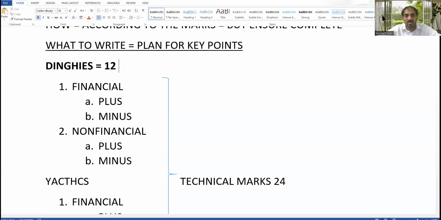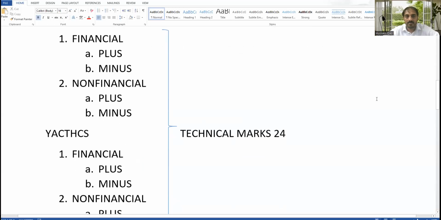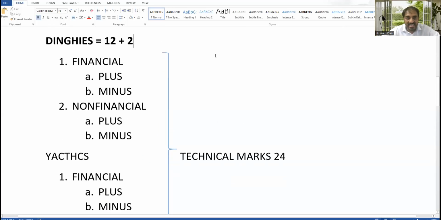That's 12 marks related to dinghies. And of course, the professional marks is 4, so plus 2. So if dinghies is having 12 marks, we further split accordingly. Financial having 2 points, financial plus minus, non-financial plus minus. So 3 marks financial plus, 3 marks financial minus, 3 marks non-financial plus, 3 marks minus.